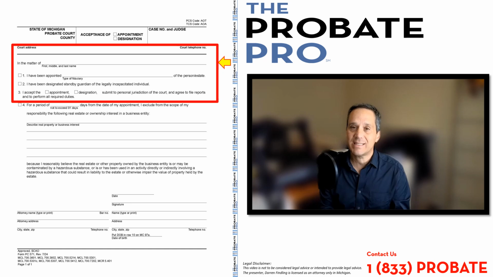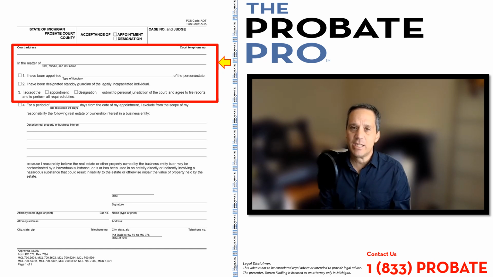As we work our way through the document, you'll notice in the top, above the red rectangle, there's a checkbox for the acceptance of appointment or the acceptance of designation. The acceptance of appointment is the person who is signing this saying that if appointed by the court as personal representative, conservator, or guardian, you agree to accept the nomination and the appointment of the court.